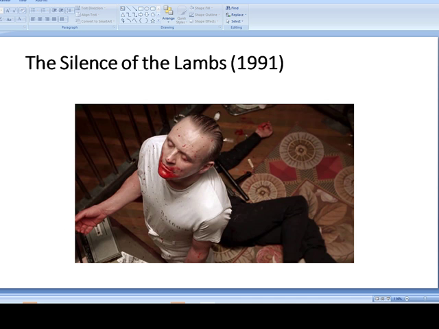Starting right out, we have from Silence of the Lambs an extreme high angle. When you're using your camera for this first homework assignment, I want you to think extreme, not just like I'm up, pointing down a little bit. I want you to really get on top of your subject and point down on it. So think about this shot.